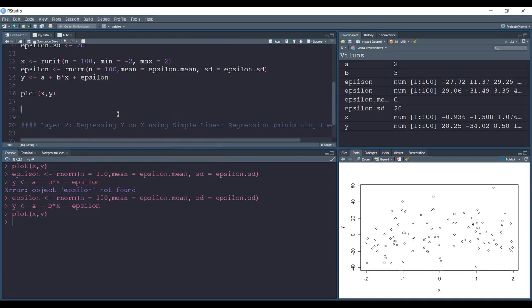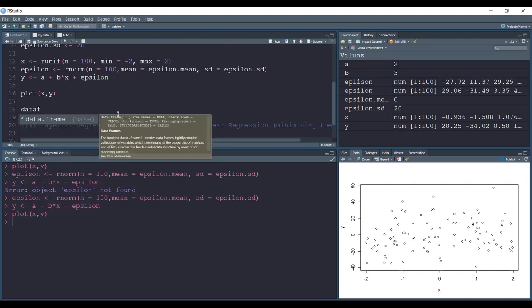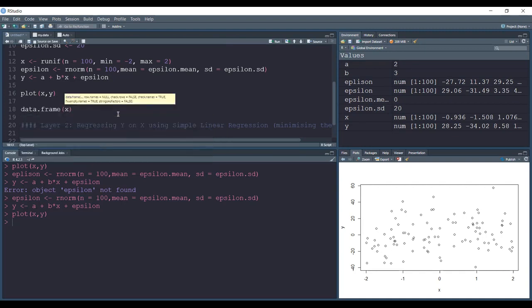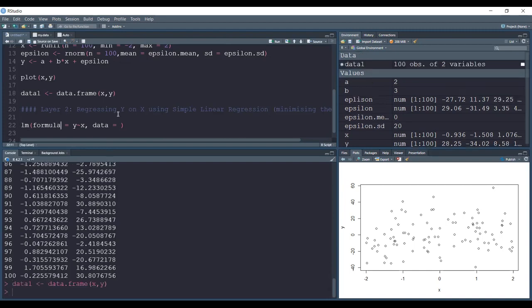So do I know how to do this, or will I have to do it in Excel? Data frame. I'm amazed that worked. So let's save it as data 1. This is our first data set. And now we have data 1.